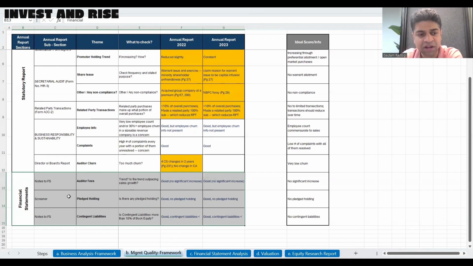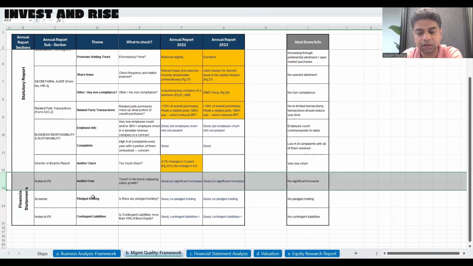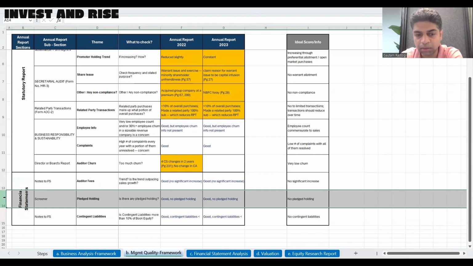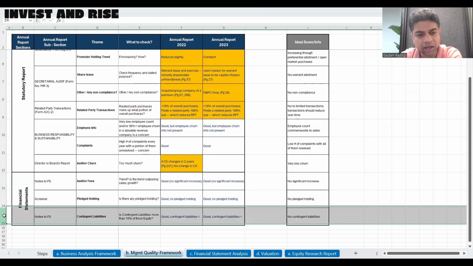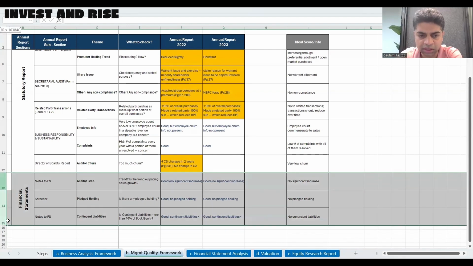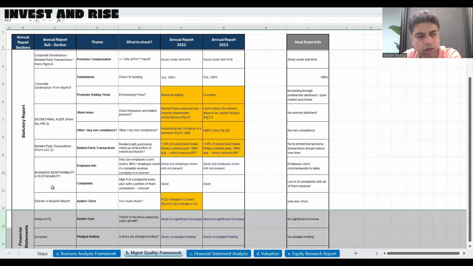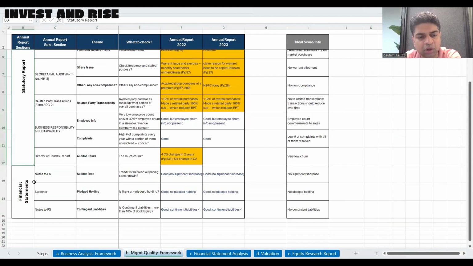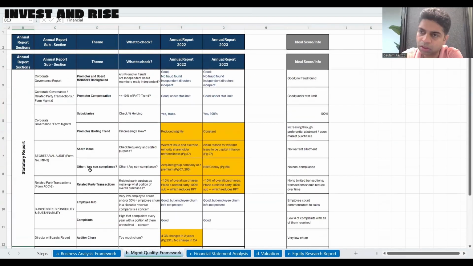Okay, but within the financial statement, obviously you get an idea about the management. For example, if their auditors are being inadequately or over compensated, that's a red flag. Pledged holding, and if they have a lot of contingent liabilities, you've got to check for all these things. Obviously there are other things as well, but roughly, you have the statutory reporting and you have the financial statements that you've got to look at.